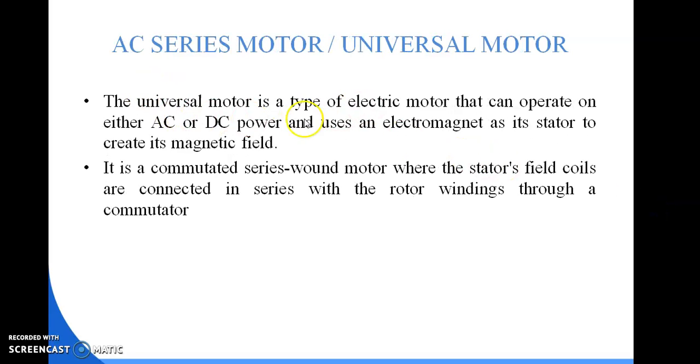The universal motor is a type of electric motor that can operate on either AC or DC power and uses an electromagnet as its stator to create its magnetic field. It is a commutated series wound motor where the stator's field coils are connected in series with the rotor windings through a commutator. That is why it is known as a commutator motor.